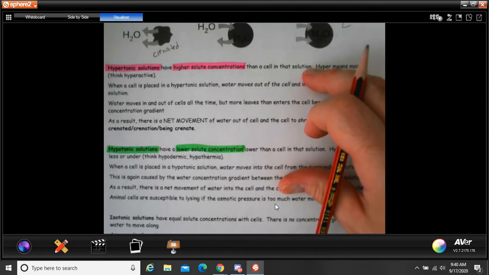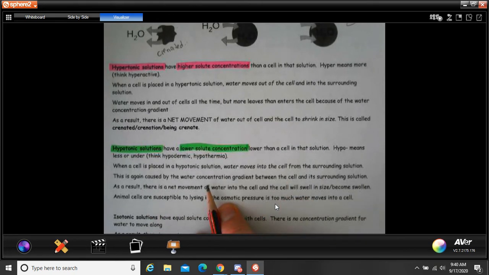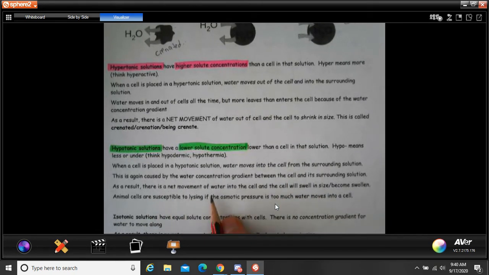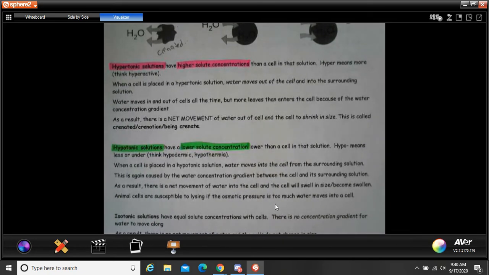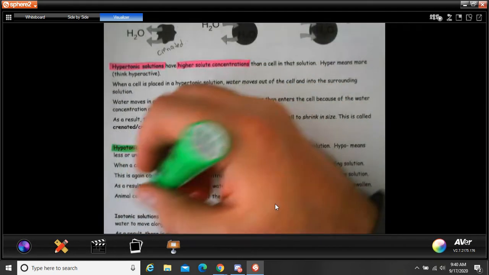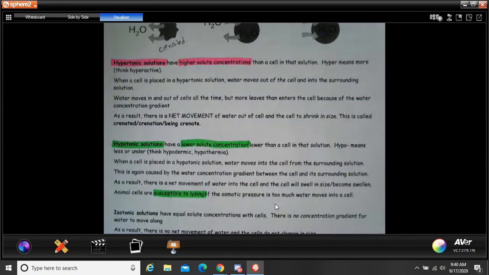All right. Placed in the hypotonic, water moves into the cell, caused by that gradient we talked about from the surroundings. There's a net movement of water inside of it, making the cell bigger, swollen. And animals are susceptible to getting too large because they can undergo something called lysis. What lysis means is the cell bursts. And if a cell bursts, the cell dies, and then you've lost your cells. So that would be a bad thing.